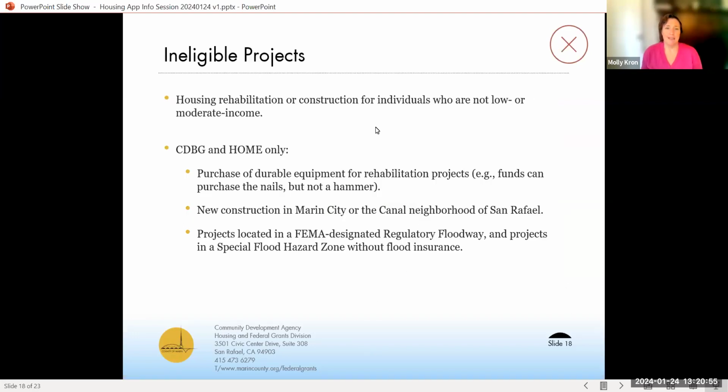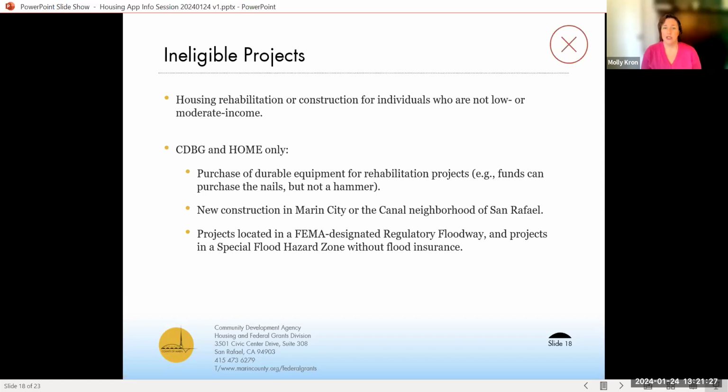Some of the ineligible project types for all of this: housing, rehabilitation, and construction, if it's supporting projects that aren't serving low to moderate income, that's ineligible. And then for CDBG and HOME, we can't purchase tools with this funding, only materials for a project. So durable equipment would not be an allowable expense.